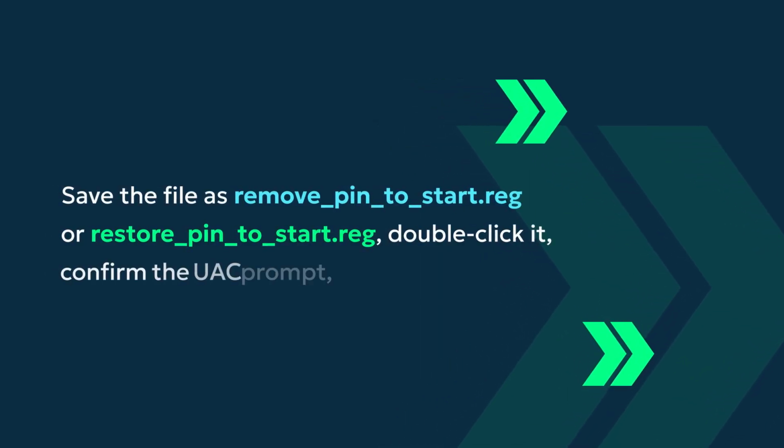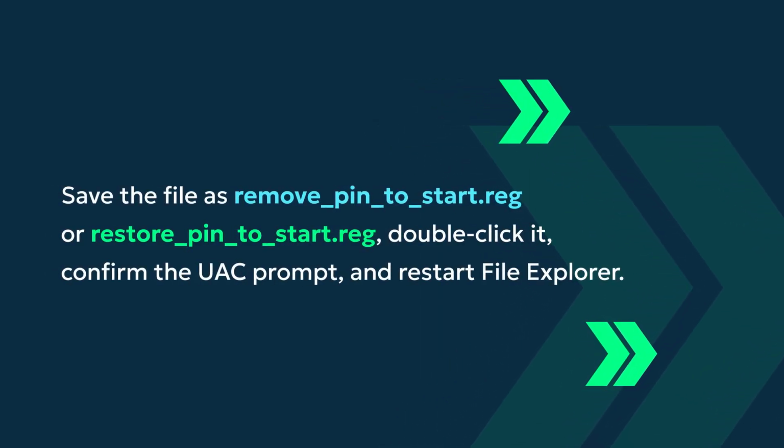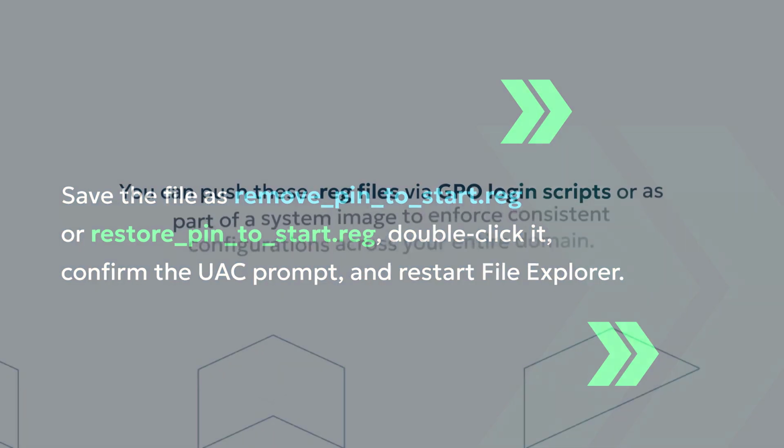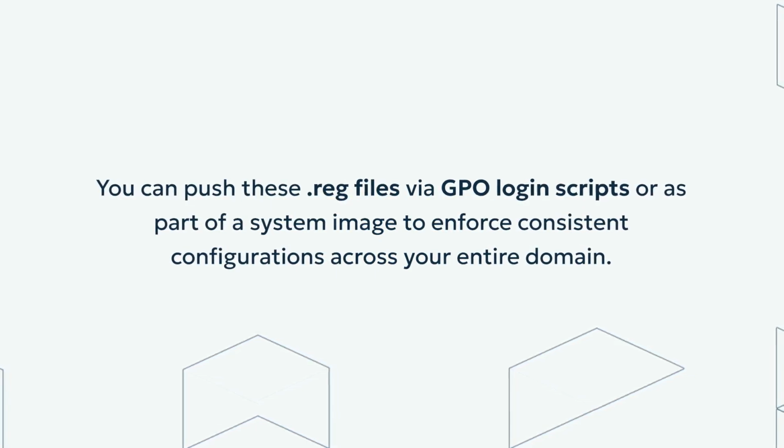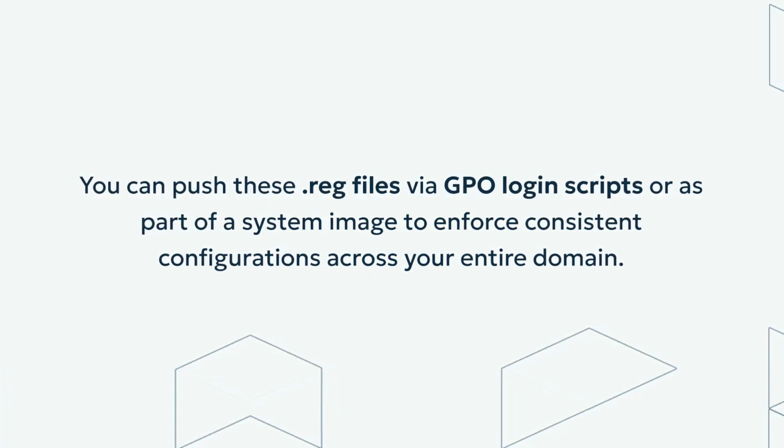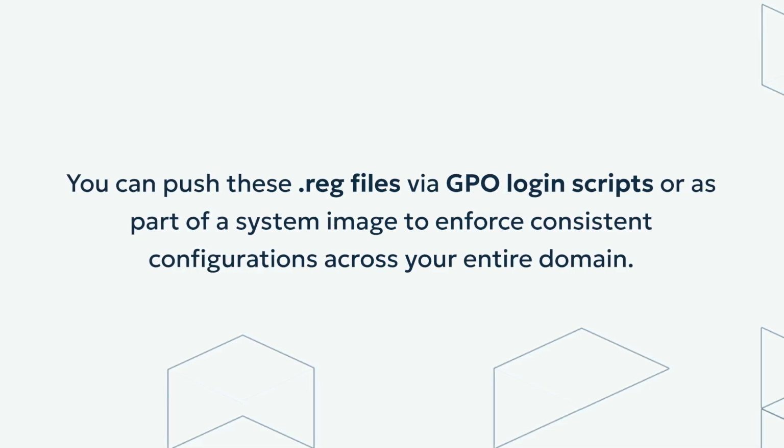Save the file as remove_pin_to_start.reg or restore_pin_to_start.reg. Double-click it, confirm the UAC prompt, and restart File Explorer. You can push these .reg files via GPO login scripts or as part of a system image to enforce consistent configurations across your entire domain.